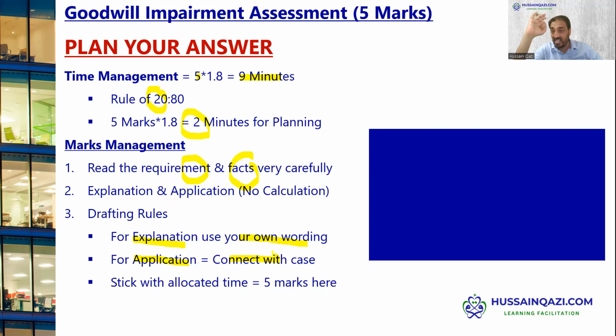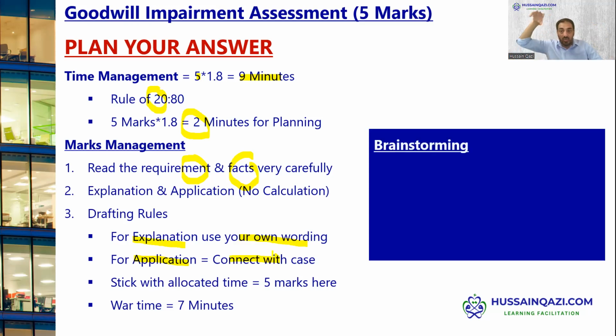Stick with the time management, that's 5 marks. Before starting, stick with the allocated time for 5 marks. You have 7 minutes to draft your answer. Just before starting to draft, make sure that you have already brainstormed the key ideas, key points. Number 1, if we are going to attempt this question, what are the key technical points we need to write here?